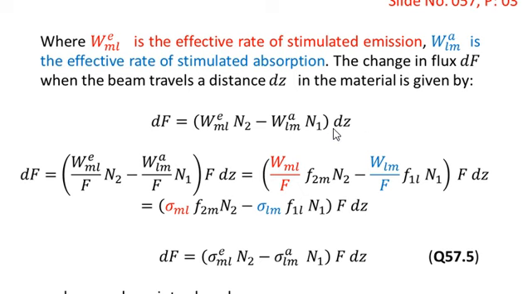Rather than using the WML, we have used the effective rate of stimulated emission WMLE and the effective rate of stimulated absorption WLMA. The rest of the definition of the change in flux is the same as we have been using before. So dF is equal to WMLE into N2 minus WLMA into N1, and this parenthesis multiplied by dz, where dz is the distance that the light will travel through the material.